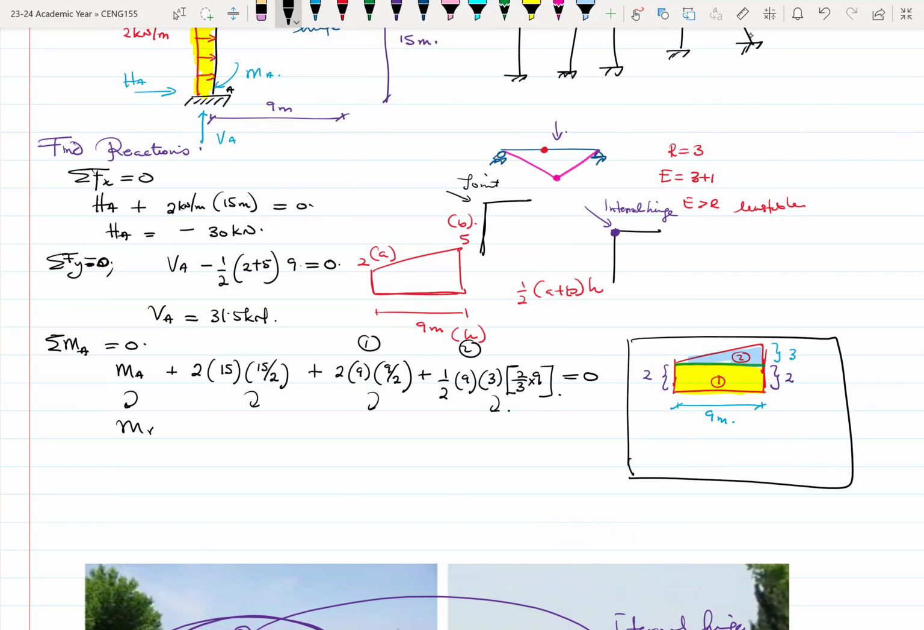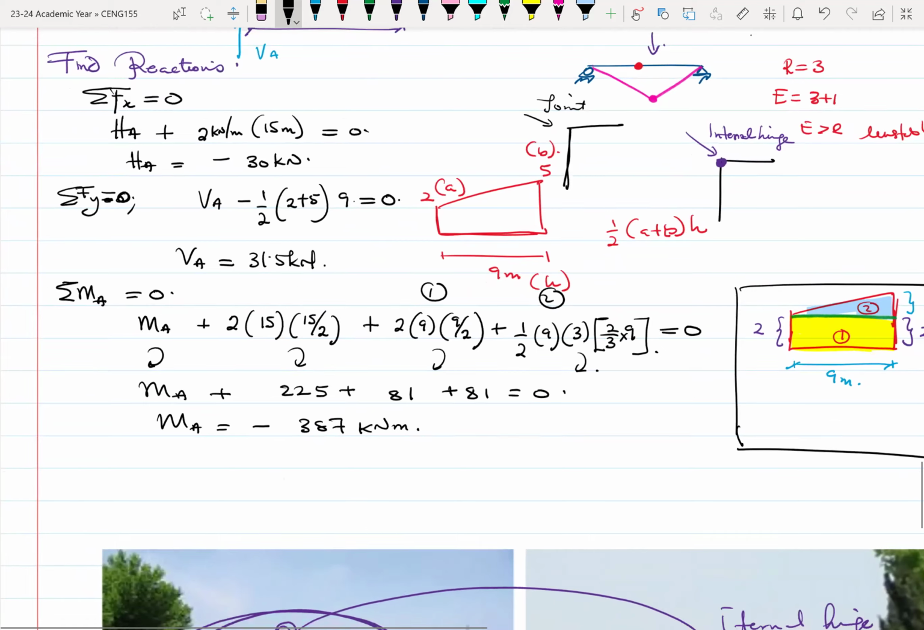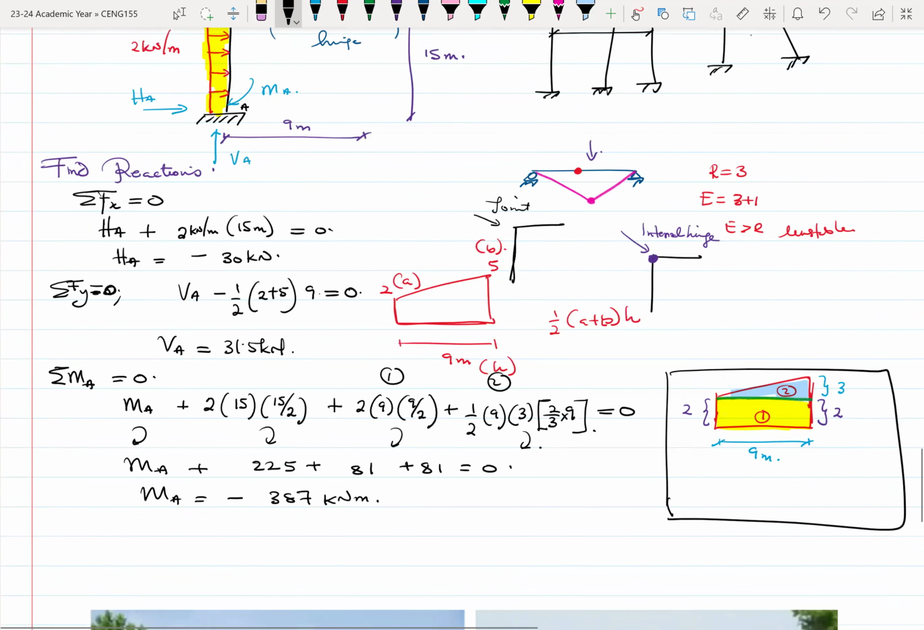So this becomes MA plus 225 plus 81 plus 81 equals 0. So the MA here will be equal to minus 387, I believe, kilonewton meter.